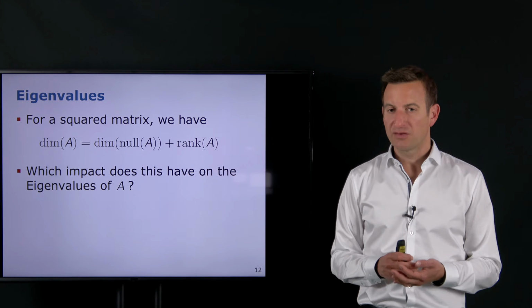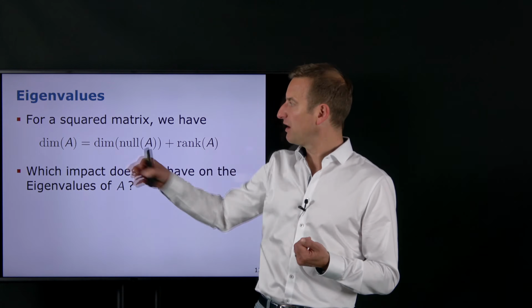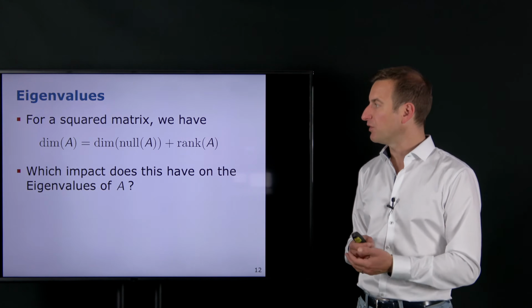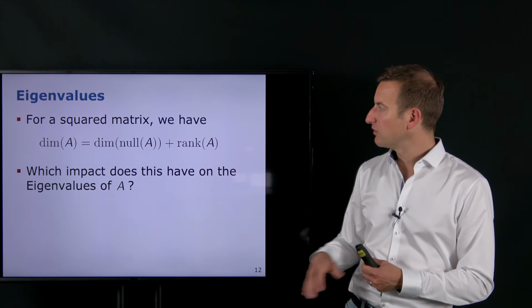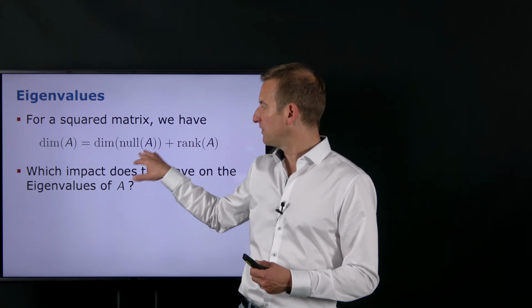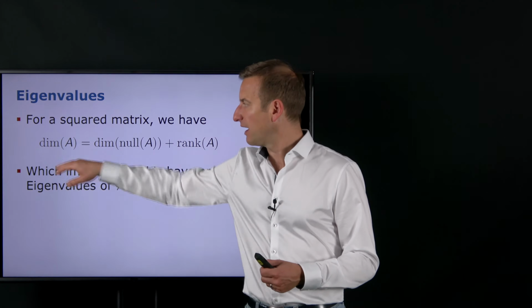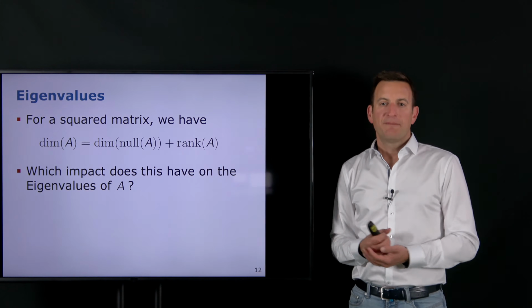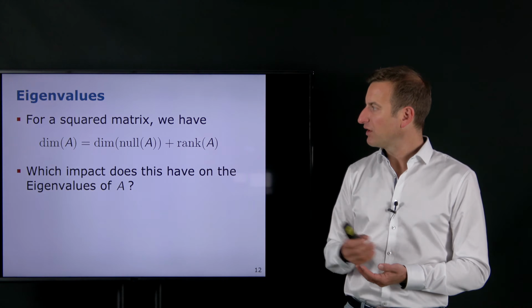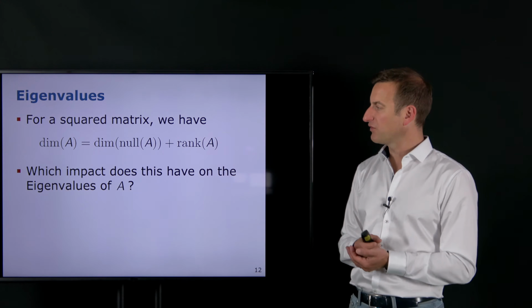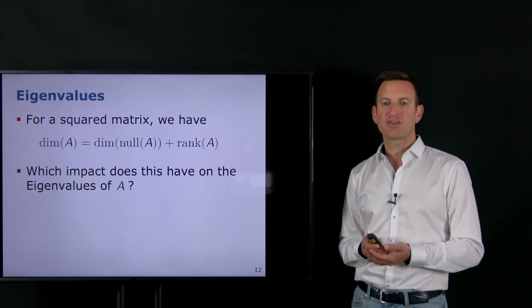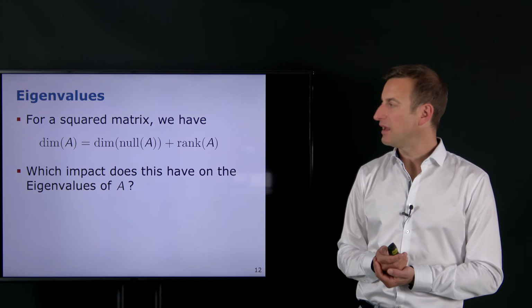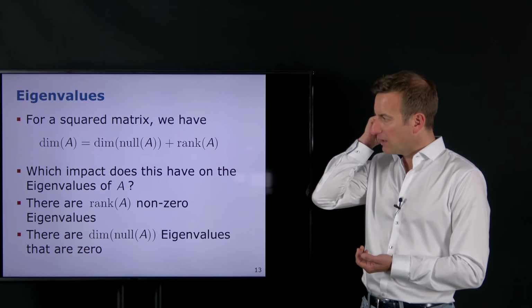So in the end we have the dimensionality of this matrix A. For a square matrix, the dimensionality of the null space plus the rank of the matrix equals the dimension of the matrix. So this is basically the rank deficiency that we have. So the question that we now have, if we have a matrix which has this rank deficiency, is: what is actually the impact on the eigenvalues of my matrix A? This may be a question that you may be interested in.